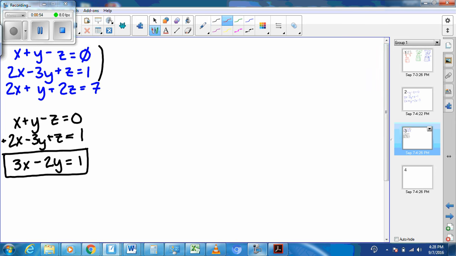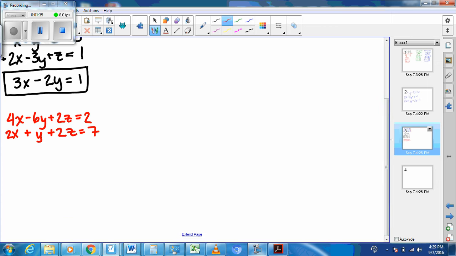What I need to do now is pick a different pair of equations. I'm going to choose these 2. Now you have to get rid of z's again, because I got rid of z's the first time. On the way down I'm rewriting this. I'm just going to multiply this row by 2 so that I have 2z and 2z. So I get 4x minus 6y plus 2z is equal to 2. That is this row multiplied by 2. And then this guy is going to stay the same: 2x plus y plus 2z equals 7.